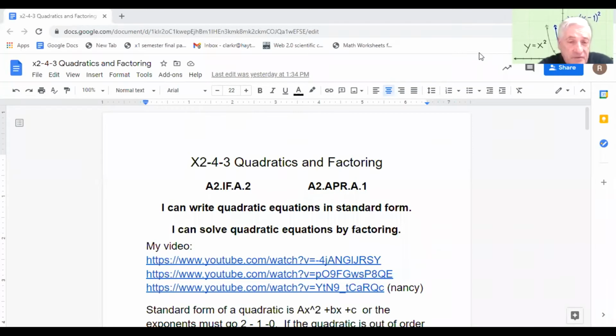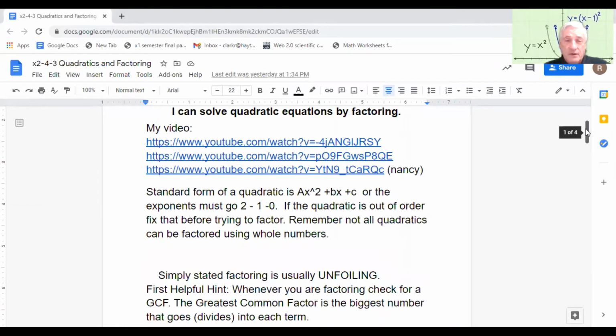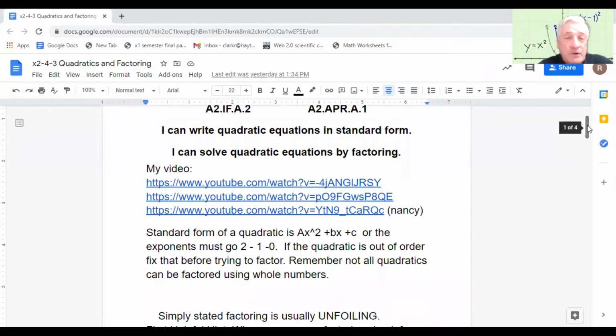This is quadratics and factoring, A2.IF.A.2 and A2.APR.A.1. But it's actually a review. We're not going to factor much in Algebra 2 today. We're going to review, and then we'll go on with Algebra 2 in the very near future. It says I can write quadratic equations in standard form. I can solve quadratic equations by factoring.